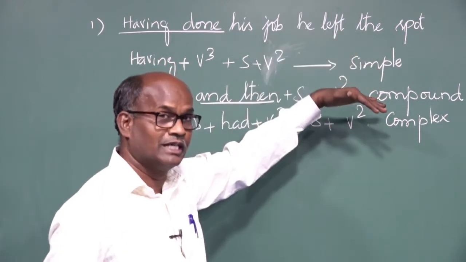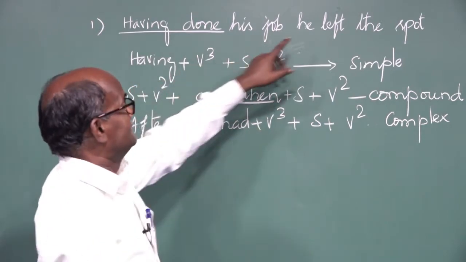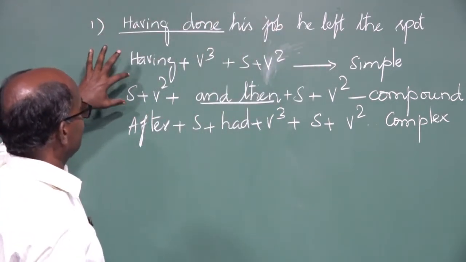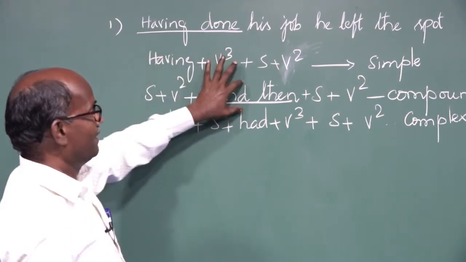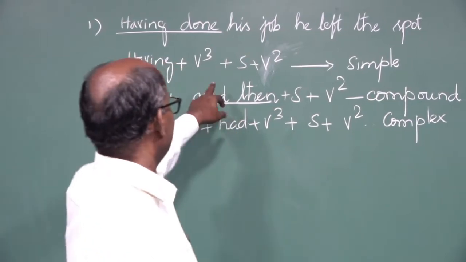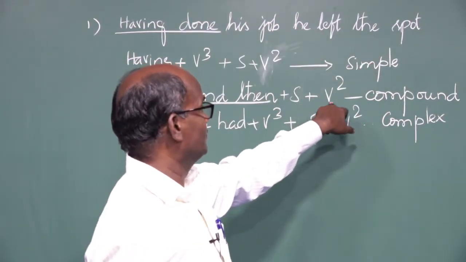And how should we convert it into compound? We must make this phrase into a clause. As it is past tense, this should be written in past tense, that is subject plus verb second form. And the compound conjunction here is 'and then'. And then again, he left the spot, that is subject plus verb second form.